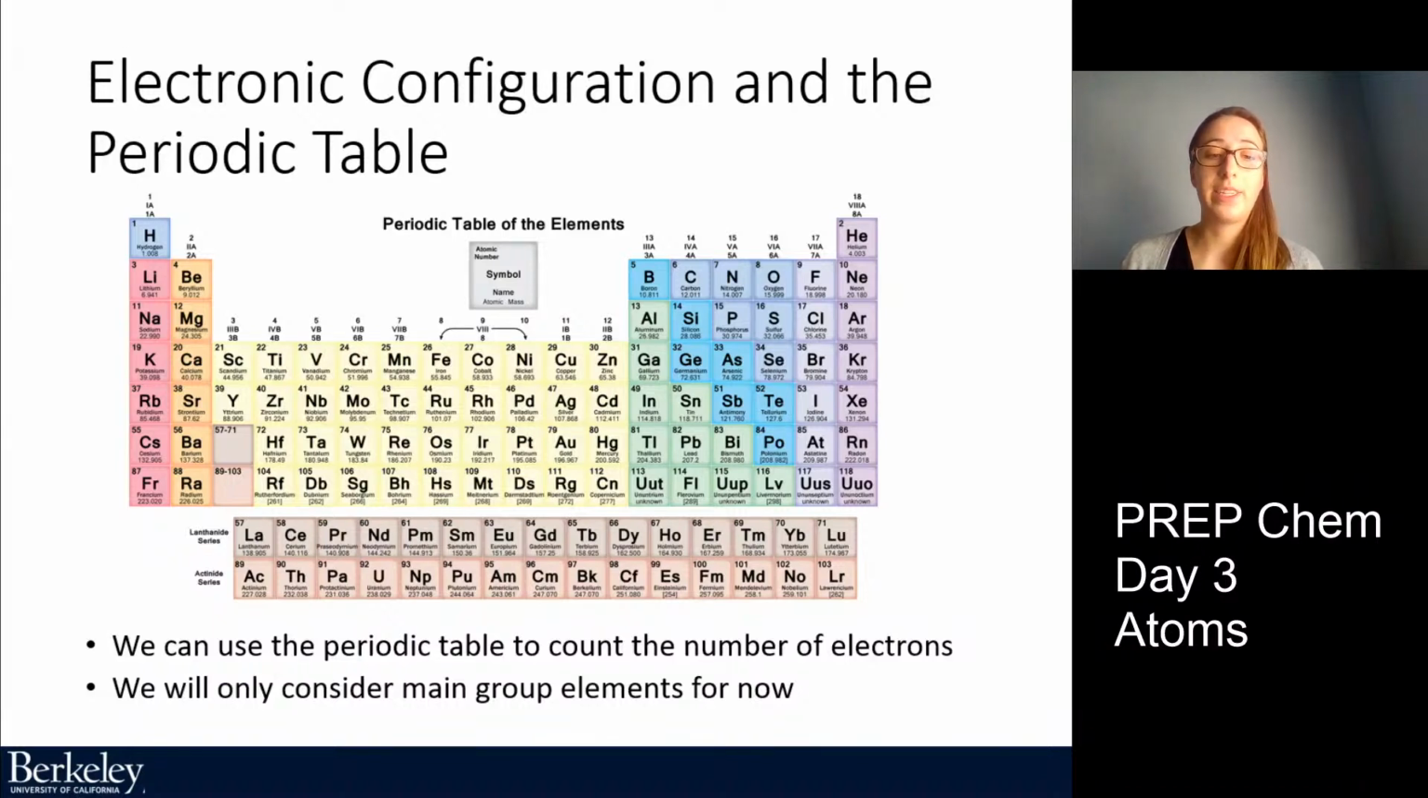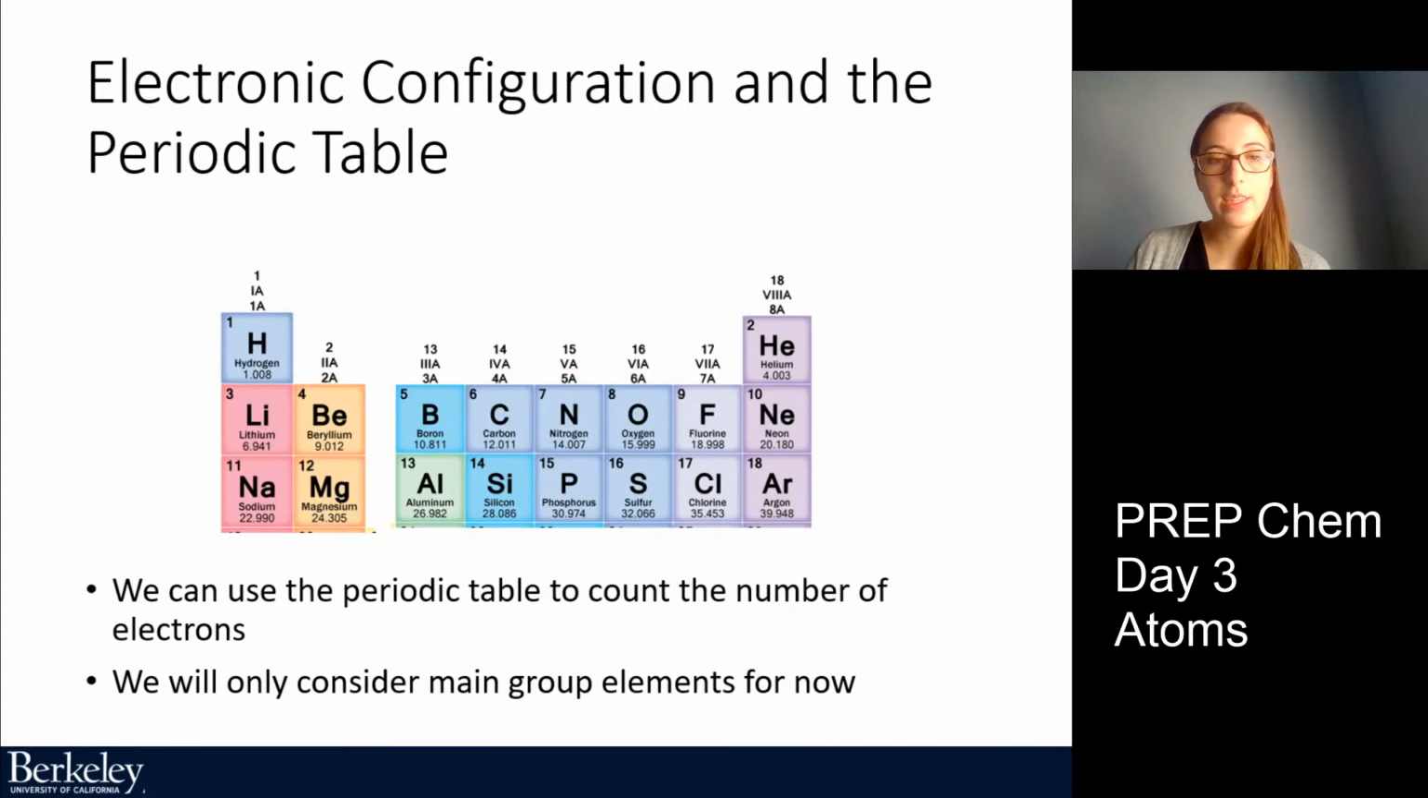So we can use the periodic table to count the number of electrons. And like I said, we're only considering the main group elements for now. So just to zoom in on that.